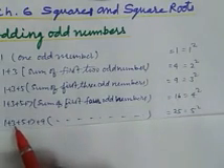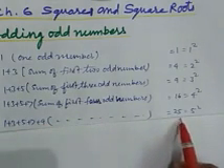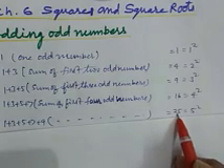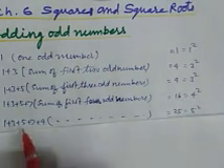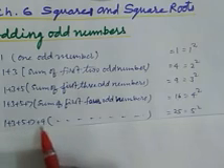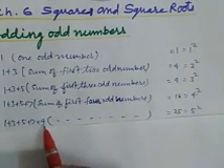Now 1 plus 3 plus 5 plus 7 plus 9. These are 5 odd numbers. So the sum of 5 odd numbers is 25. Here the square of 5 is 25. Remember, these odd numbers are consecutive odd numbers. There is no gap in between them.